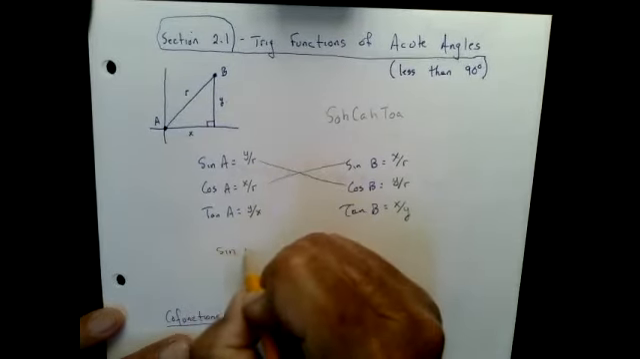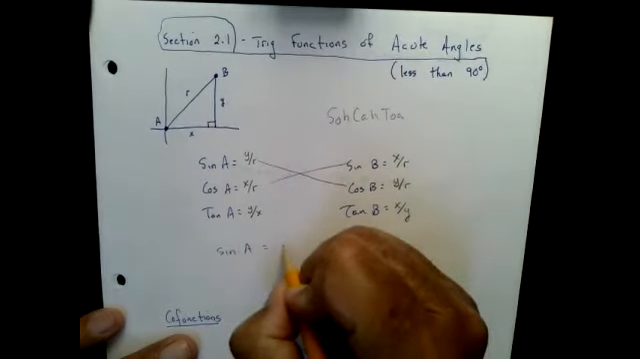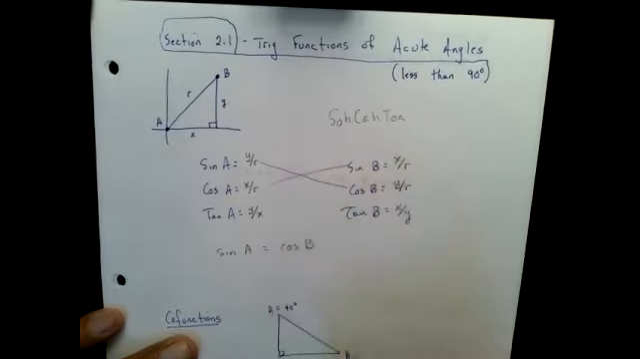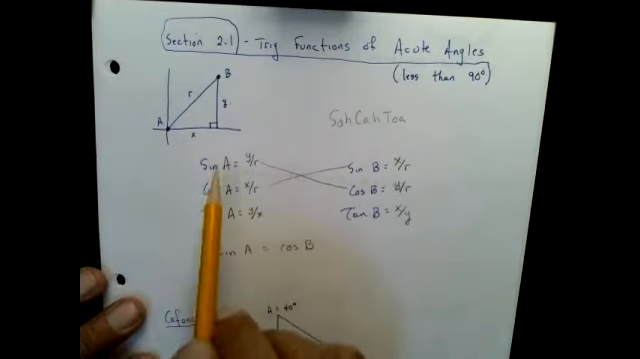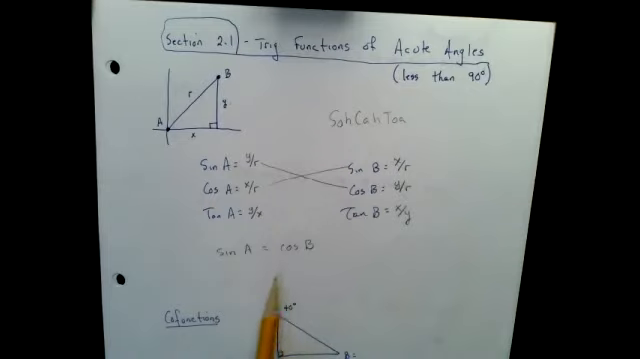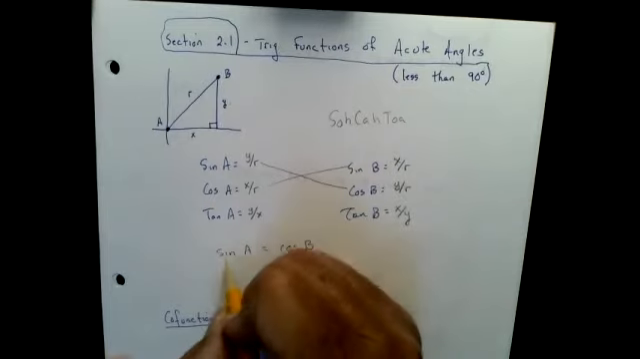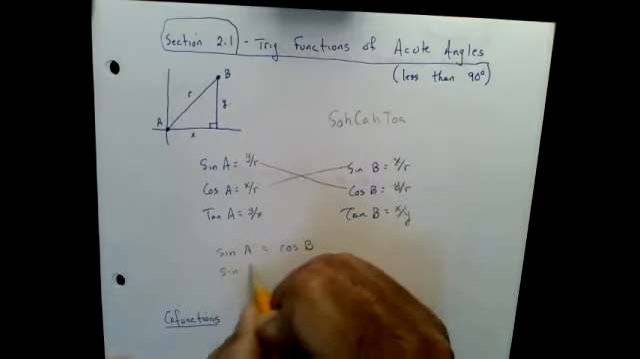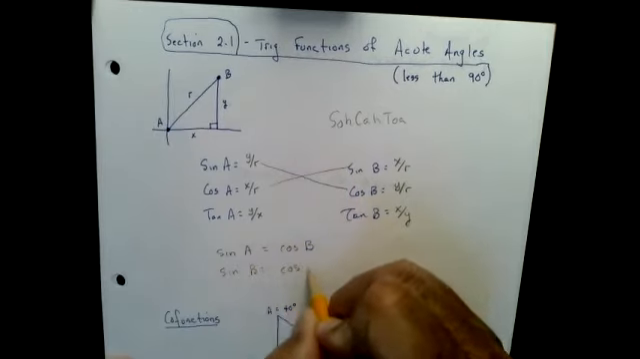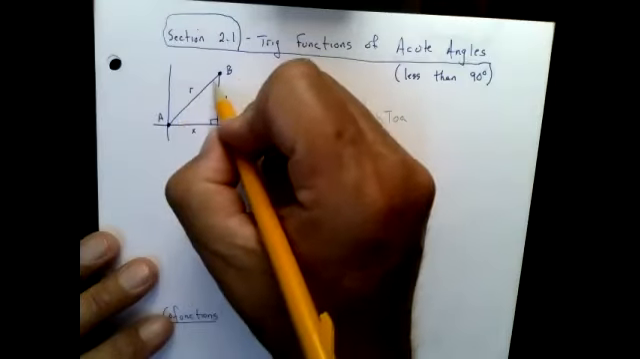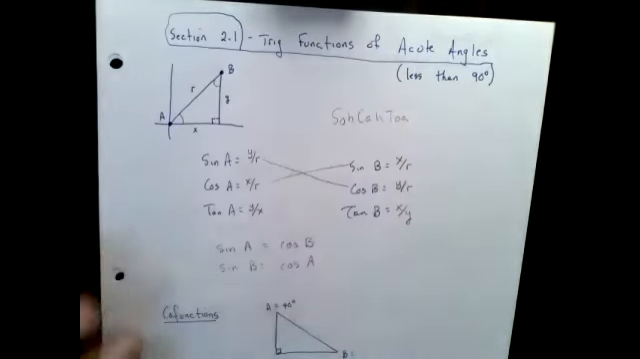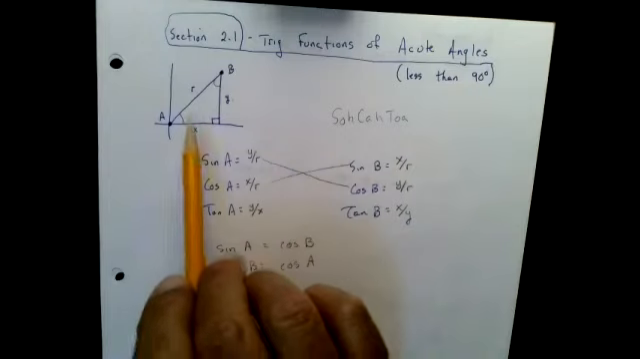The sine of A equals the cosine of B. The sine of A, here's angle A, is the same as the cosine of B. Interesting. And vice versa. The sine of B equals the cosine of A. What do I know about angles A and B? Here's A and up here's B. What do I know about those two?